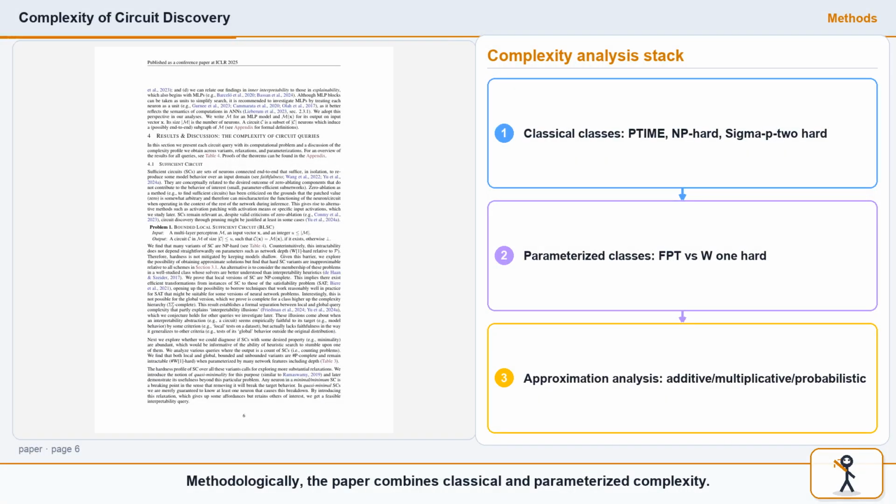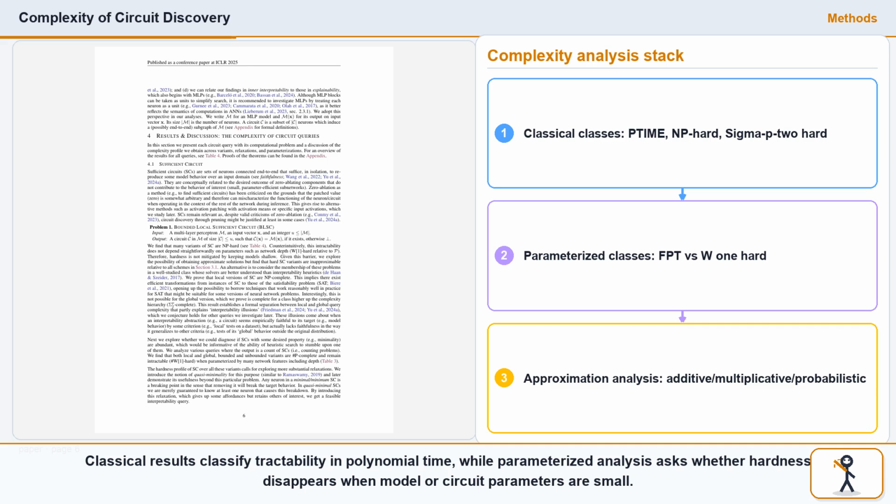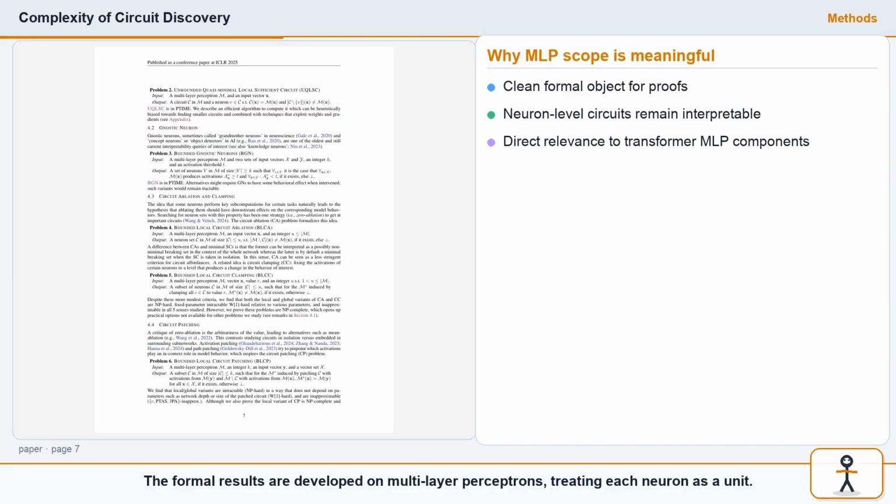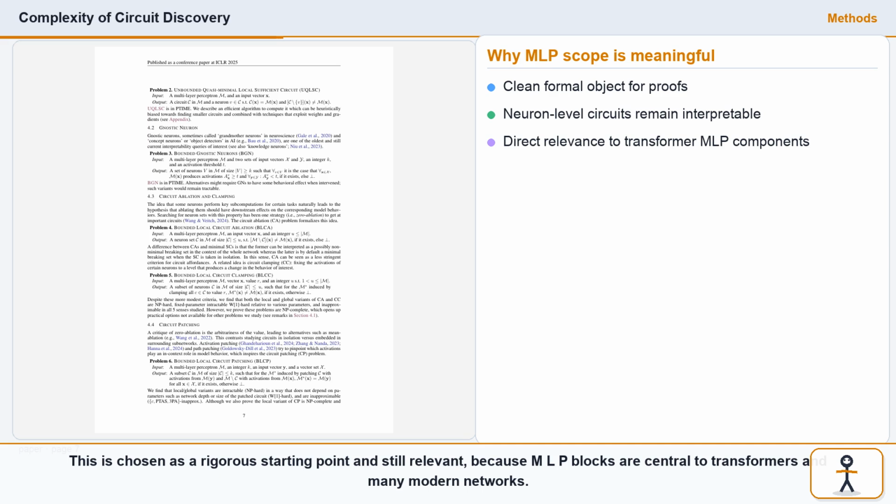Methodologically, the paper combines classical and parameterized complexity. Classical results classify tractability in polynomial time, while parameterized analysis asks whether hardness disappears when model or circuit parameters are small. Formal results are developed on multi-layer perceptrons, treating each neuron as a unit. This is chosen as a rigorous starting point and still relevant, because MLP blocks are central to transformers and many modern networks.